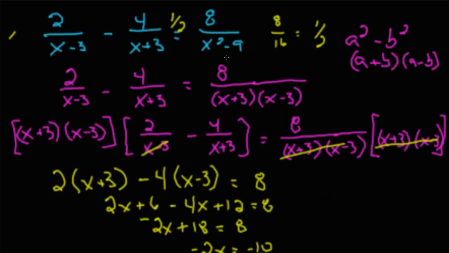So again, that's solving rational equations. And the way that we do that is by finding the common denominator to get rid of all these unknowns in the denominator. And by doing that, then that becomes a linear equation, and then we can just solve it like we would any other linear equation.